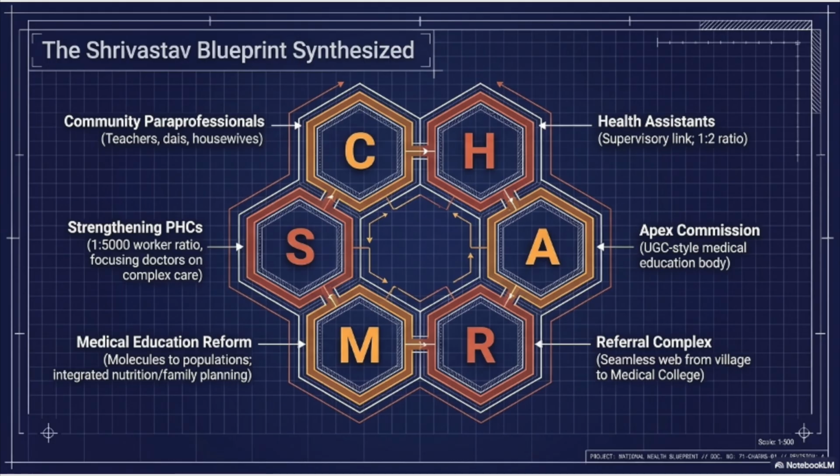To summarize the Shrivastav blueprint, remember the word CHARMS: community paraprofessionals, meaning teachers, DAIs, and housewives; health assistants, forming the supervisory link at a ratio of 1:2; Apex Commission, the UGC style medical education body; Referral Complex, the seamless web from village to medical college; medical education reform, moving from molecules to populations, with integrated nutrition and family planning; and strengthening PHCs, with a worker ratio of 1:5,000, allowing doctors to focus on complex care.